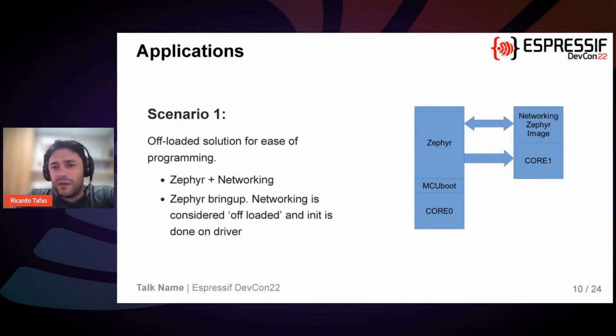On the second core runs a second Zephyr image. One question that could arise is where the second image could be located in such situation. Well, it could be on the file system, it could be bundled with the firmware built, it could be whatever location that Zephyr has access to.